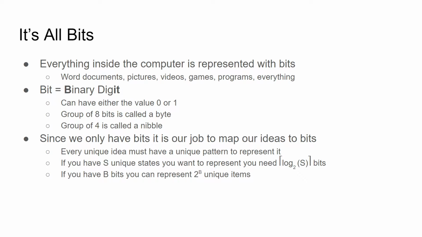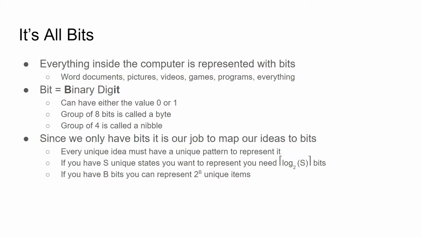A bit is simply shorthand notation for binary digit. And binary digit, since it's base 2, just binary means 2, can either have the value 0 or 1. A group of 8 bits is called a byte. And a group of 4 bits is called a nibble, because a nibble is a small byte. Right? Someone's been really cute when they're coming up with the naming convention there.